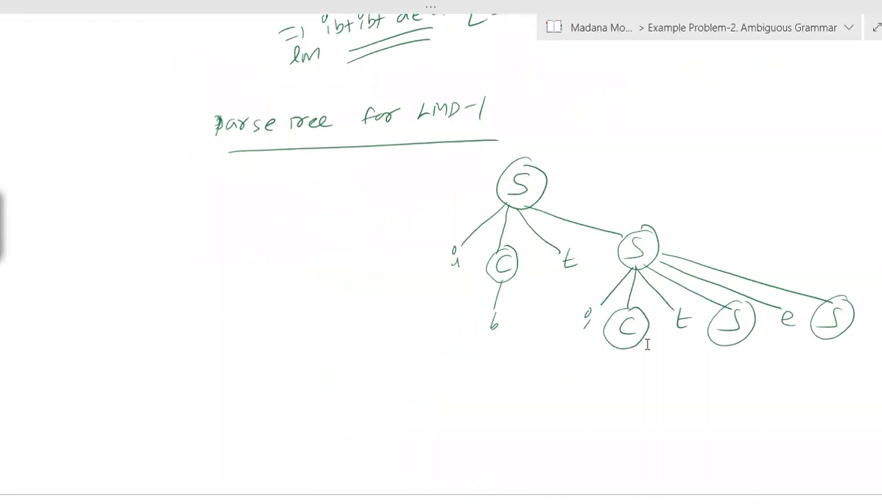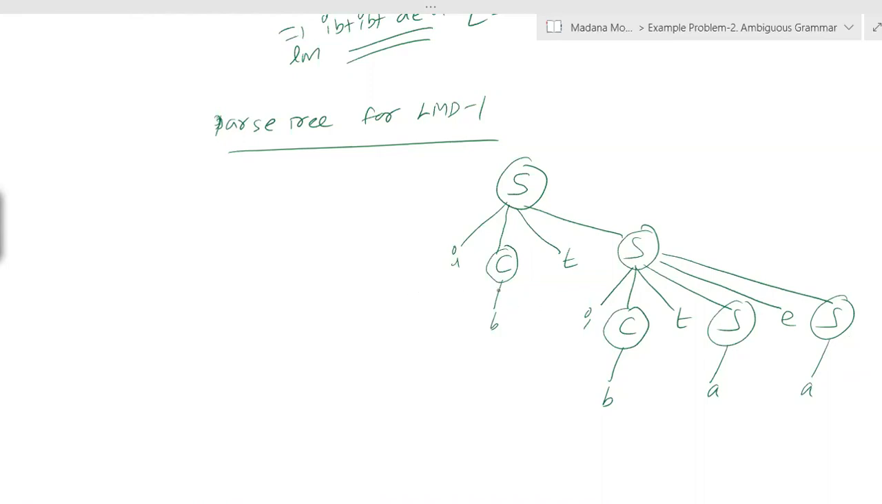Now next step, what we did, the leftmost variable C is replaced by B. Now B is the child of C. Then what we did, leftmost S is substituted by terminal A. Now A is the child of S. Then at last one variable is left, that is S. Again it is substituted by A, which is the child of S.